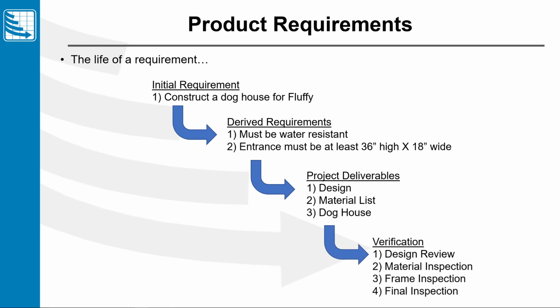And then at the verification, we're going to do a design review to make sure that the entrance complies with requirements. We're going to do a material inspection based on the material list to see if water-resistant materials are actually purchased. Then we're going to do a frame inspection to make sure that the dimensions are correct. And finally, we're going to do a final inspection. So all of those pieces trace back to requirement number one: construct a doghouse for Fluffy.